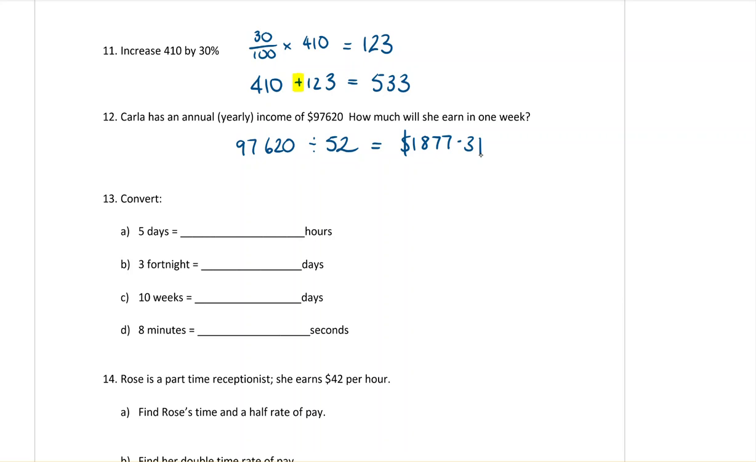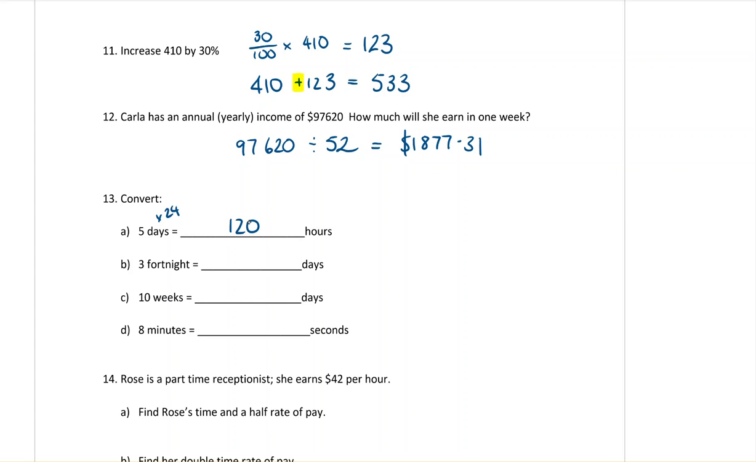Don't tell me the answer. How many hours are in a day? Sorry, what did you say? 24. So you want to times that by 24. 5 times 24 means that there's going to be 120 hours in 5 days.